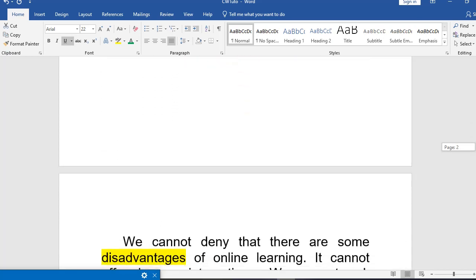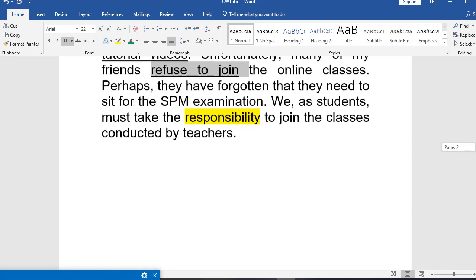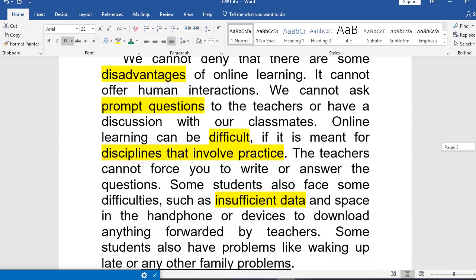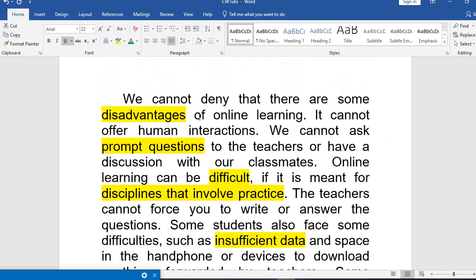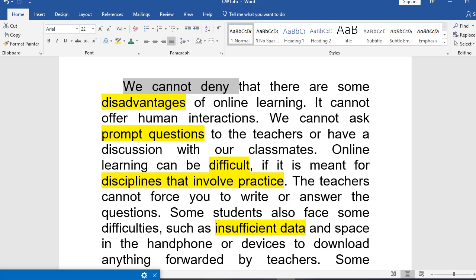Okay, next, this is body 2. Body 3, talk about the disadvantages. We cannot deny that there are some disadvantages of online learning. Okay, why do I put it this way? Just to make the sentence catchy, so the reader will be interested to read more. We cannot deny that there are some disadvantages of online learning, although it is not mentioned in the question, but it is your opinion, isn't it? So you just add disadvantages.